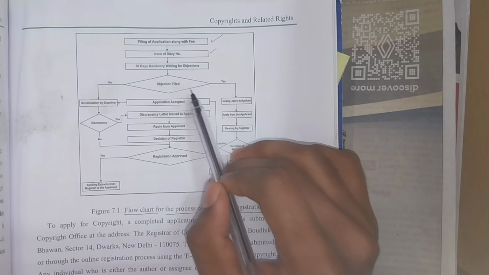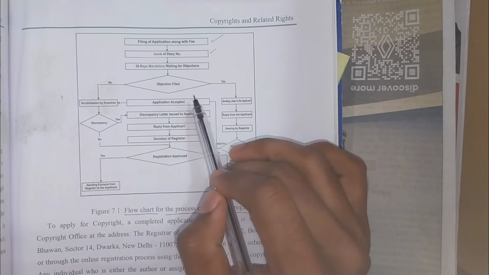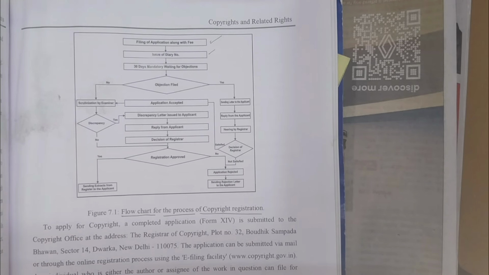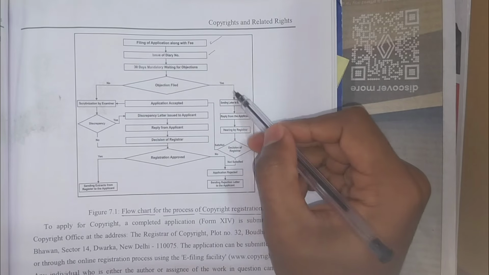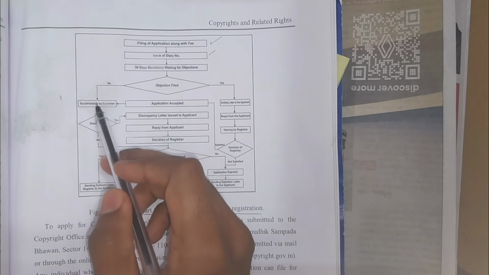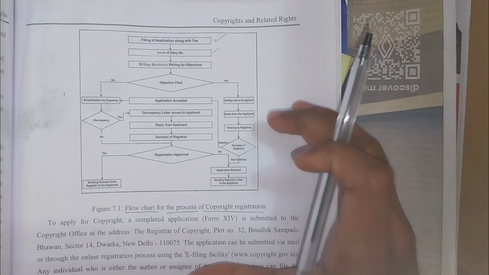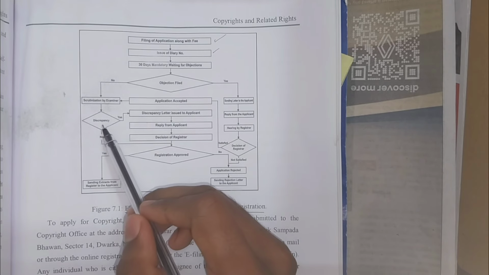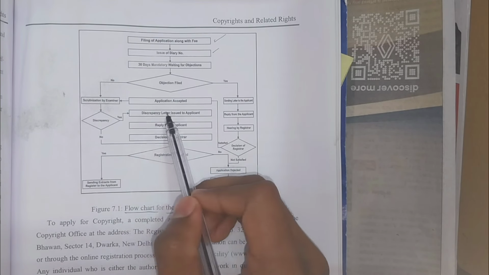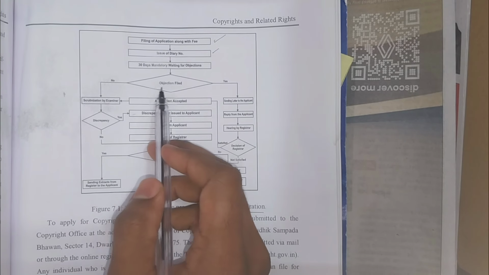Once objections are filed, it will go like this: if objections arrive for the copyright registration you applied for, it will go through here. Otherwise, if there are no objections, then it will go through scrutiny by the examiners. After that, discrepancy, which means difference. Is there any difference? They will check. If there is a difference, again it will go through here. Otherwise, it will directly go to registration approval. This is for the case where there are no objections.